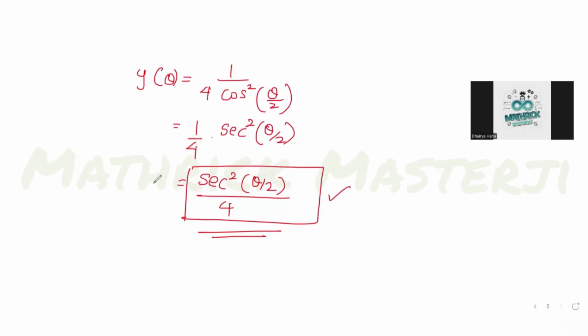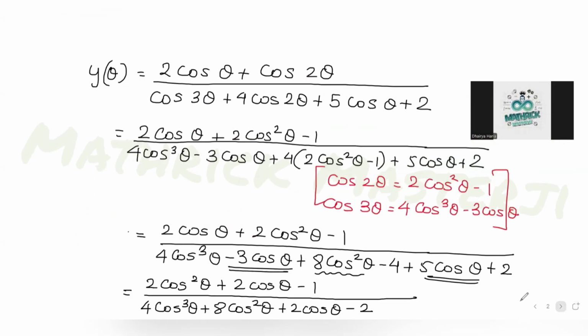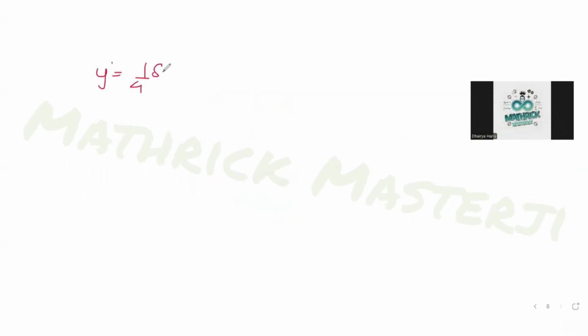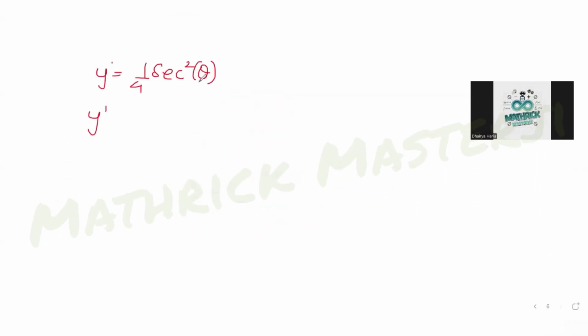Now, that's my y function, which was given to me in terms of theta. Now let's find y dash and y double dash, and then we have to add all of them at this angle theta equals pi over 2. So let's find y dash now. I know already y is 1 over 4 sec squared theta over 2, not just theta.